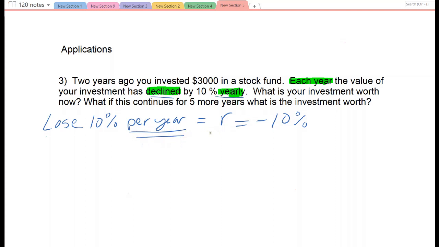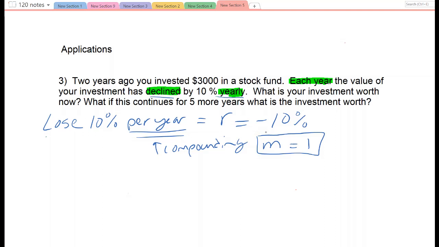The second thing is the per year. The per year is the compounding. Every year you're losing 10% on the previous year's ending mark, right? So it compounds. And so in this case, it's compounding once a year. All right, so our M is 1. So those are the two things you pull from it.